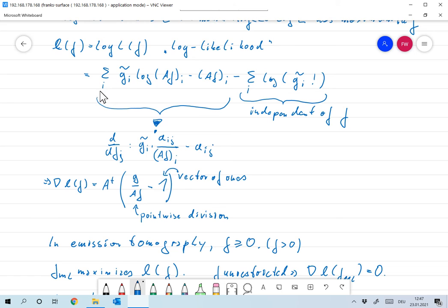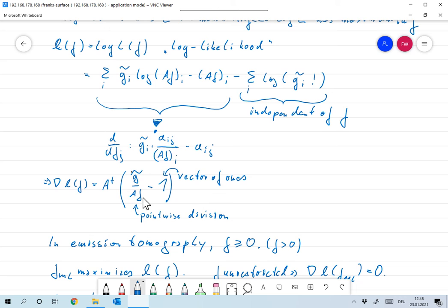Now we sum over all i and look at the gradient, then you immediately find that this can easily be written in a simple way, like A transpose (g over Af minus 1). And I'll have to explain what I mean by that. g tilde, excuse me. I think from now on I always forget the tilde. So this is g tilde over Af, and g tilde is a measurement vector. Af is also a vector in measurement space. So the division is meant pointwise here.